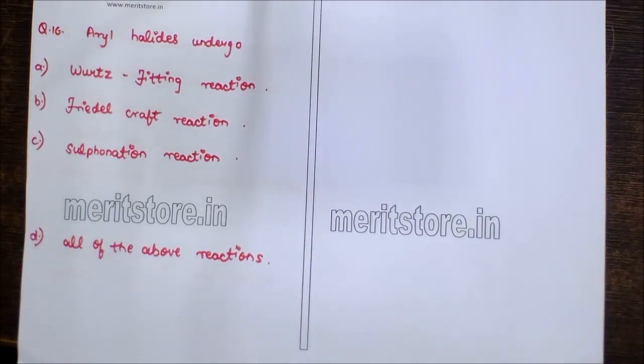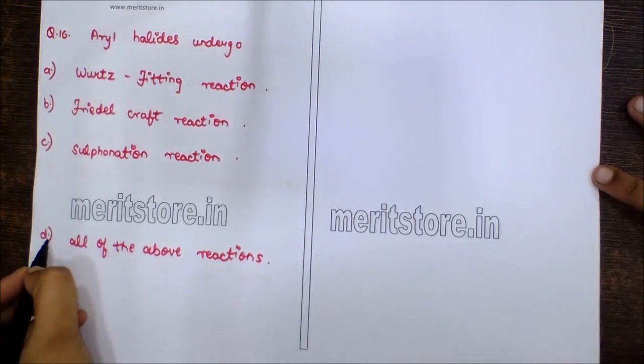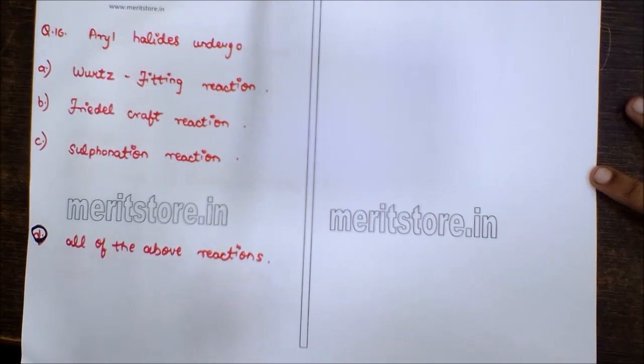Question 16. Aryl halides undergo: A. Wurtz-Fittig reaction, B. Friedel-Crafts reaction, C. Sulfonation, D. All of these. Aryl halides undergo all the A, B and C reactions. Therefore, D, all of the reactions mentioned above, is the correct answer.